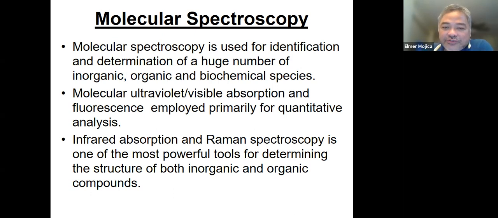If we're going to look at molecular ultraviolet and visible absorption and fluorescence, they are employed primarily for quantitative analysis. You seldom use IR and Raman for quantitative analysis. You use them for structure elucidation. Usually where do we use IR? Anyone?